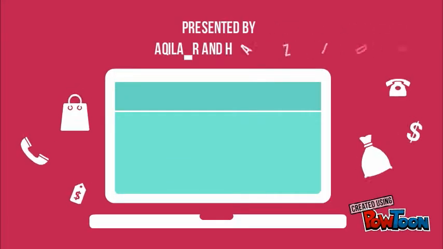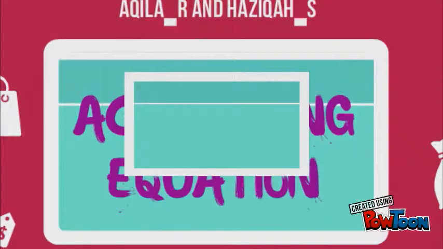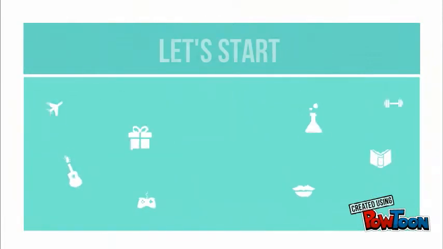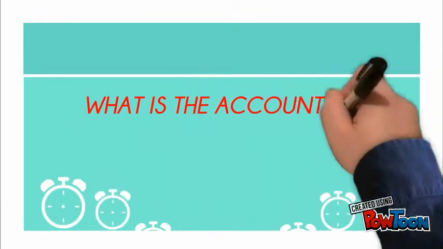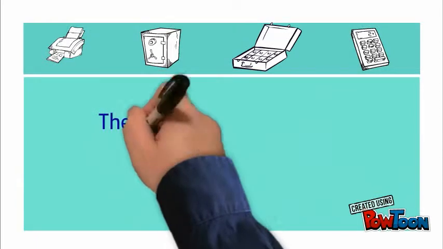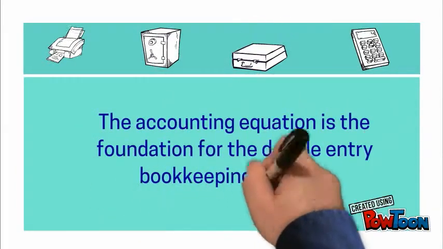Hi everyone, today we will learn more about the accounting equation. In the accounting equation, you need to know about assets, liabilities, and owner's equity. Firstly, you must know the meaning of the accounting equation. The accounting equation is the foundation for the double-entry bookkeeping system.